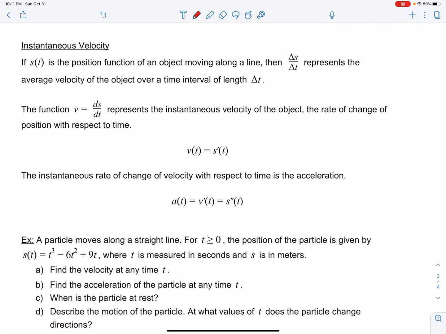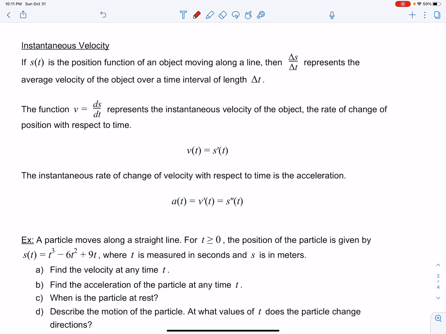The other thing we're going to look at today is instantaneous velocity. If s of t is the position function of an object moving along a line, then the change in s over the change in t represents the average velocity of the object over a time interval of length delta t.